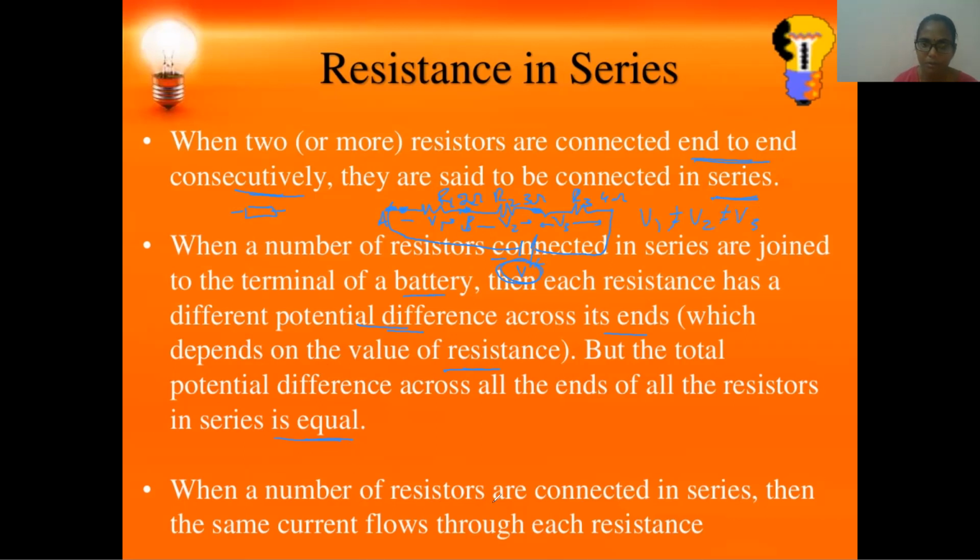When a number of resistors are connected in series, the same current flows through each resistor. Whatever current is coming from the positive to the negative end, the same current will flow here also, and here also. So the total current I is constant throughout the circuit. We can write I is constant, it is not changing. That is I1 equals I2 equals I3, which means the current passing through R1, R2, R3 is the same, equal to I.